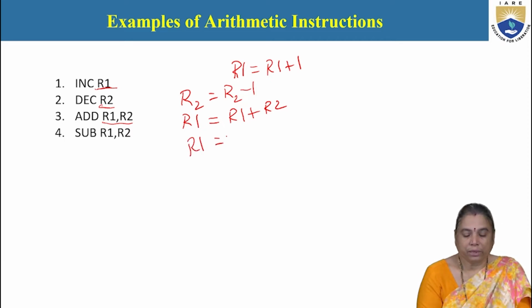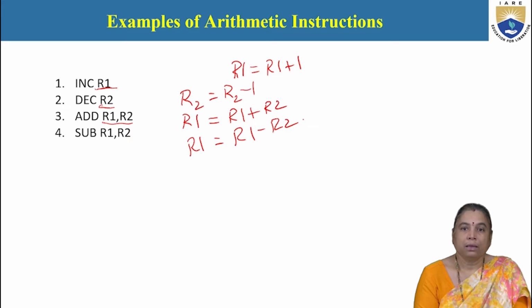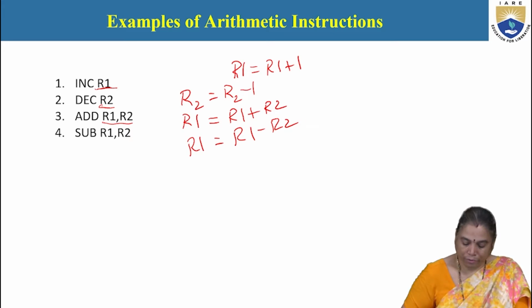In the case of subtraction, the result storing register is R1. R1 minus R2 can be performed with the SUB mnemonic. In this way, the arithmetic instructions can be used.